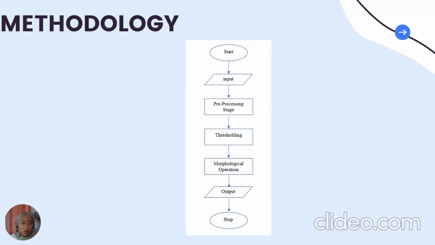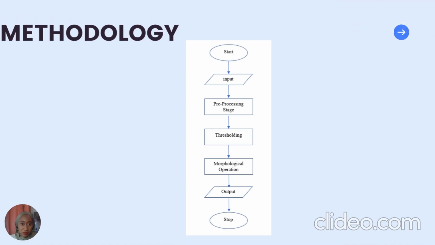So here is the methodology for the brain tumor detection and segmentation. Start, and then go to the input, which is where the original image will display, and then go to the pre-processing stage, which is the filter image. Then go to thresholding and then the morphological operations, which are dilation, erosion, and bounding box. Then we turn to the output and then stop.